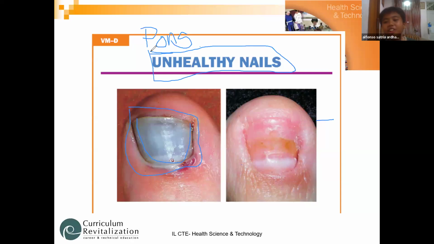Keratinization. It is, come again? Keratinization. Very good. The process wherein the nail grows is what you call keratinization.